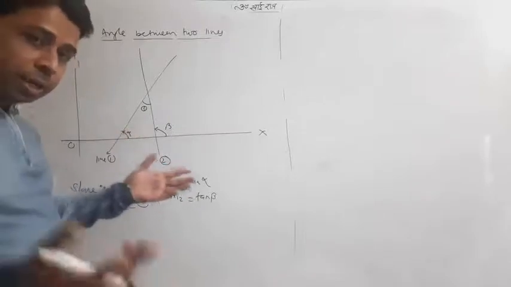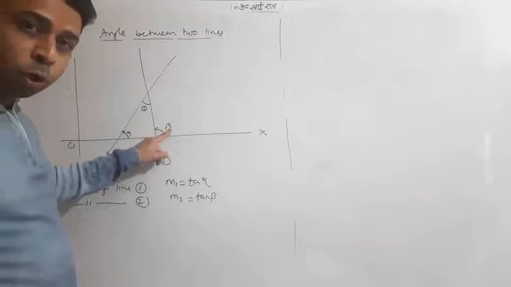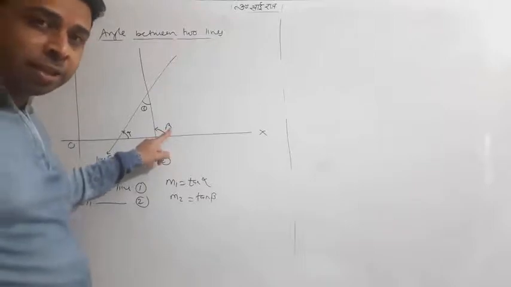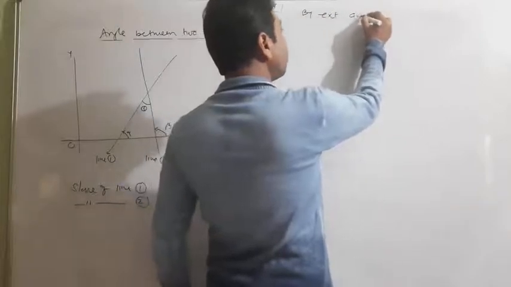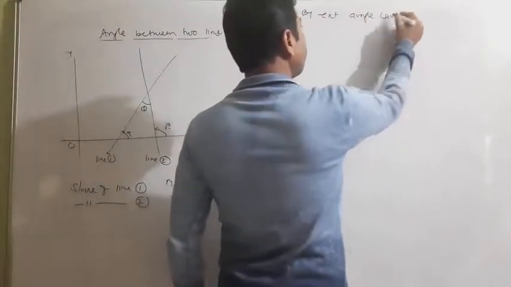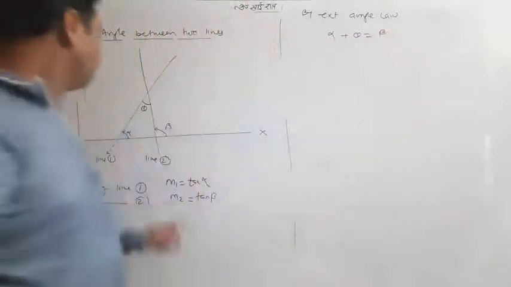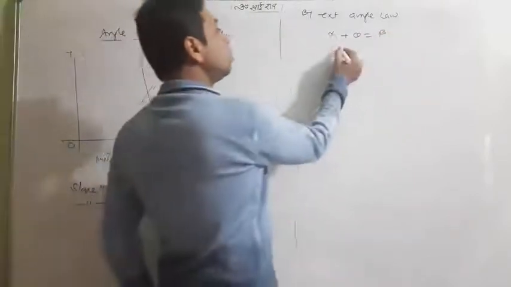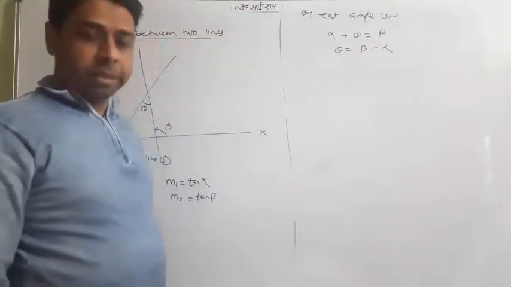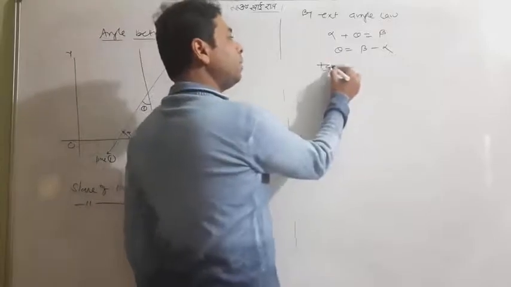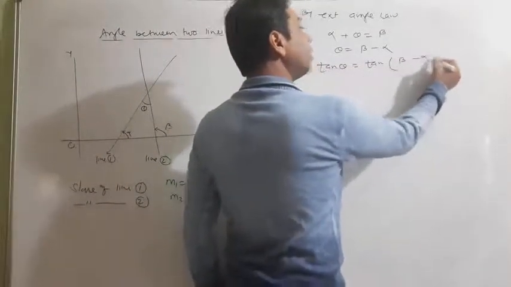Now the same thing I'll use, this and this. Would you think that the same concept I already taught you recently, that this is an exterior angle? So by the exterior angle formula, what you can see, alpha plus theta is equal to beta. So theta is equal to beta minus alpha. Can I operate tan on both sides? Okay, I do like that.